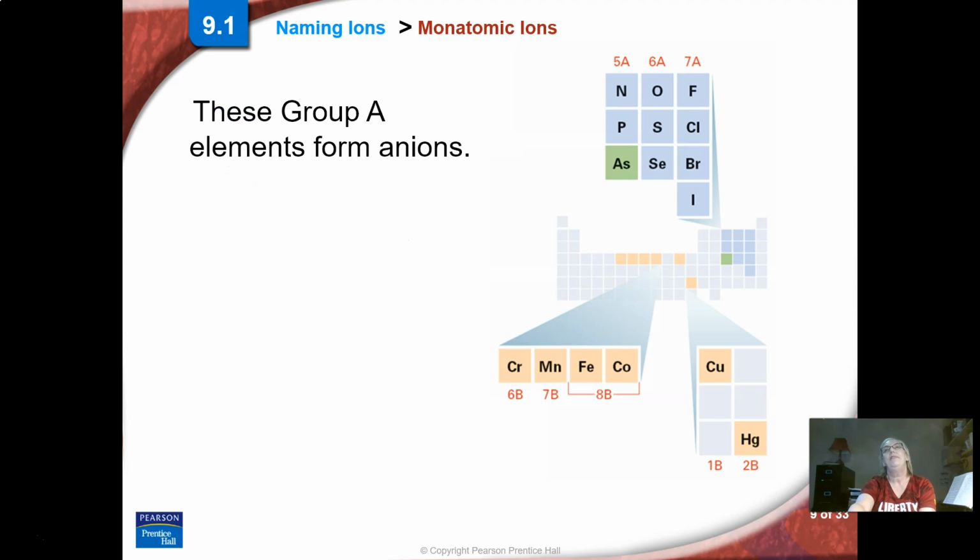So for example, 5A are going to have a -3 charge. Oxygen's going to have a -2 charge. Group 7As are going to have a -1 charge. So those are all the A's. And then metals down here, these transition metals can have different charges, and these are ones we're going to have to tell you what the charge is. So you don't have to memorize this part, just the A elements, not the B's.